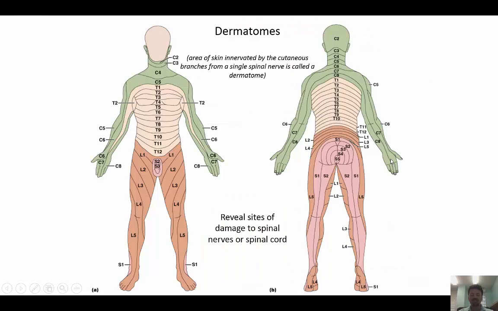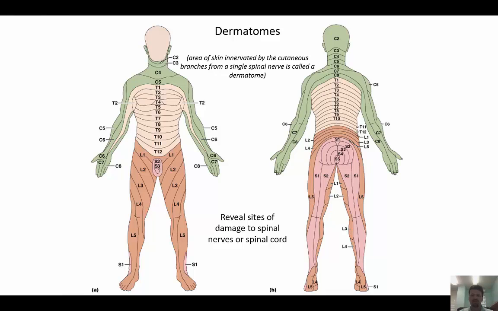Now, this arrangement of spinal cords gives rise to a concept called the dermatomes. The dermatomes are areas of skin innervated by cutaneous branches of a single spinal nerve. What that simply means is that each spinal nerve goes to a certain part of your skin, and that allows you to map your body according to the nerve that innervates it, or the nerve that services it.